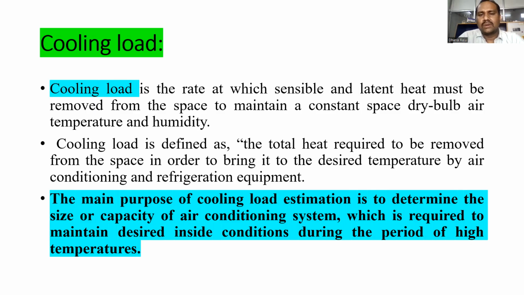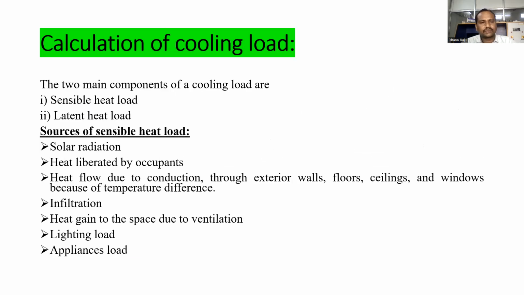Based on the cooling load value, you can suggest whether a 1 ton AC is sufficient or a 2 ton AC is sufficient. So the capacity of any air conditioner is determined based on the heat load present in the space. That heat load estimation is very important. Once again, cooling load is the amount of heat removed from the space so that the space is maintained at design conditions, and its purpose is to know the size or capacity of the air conditioner required.